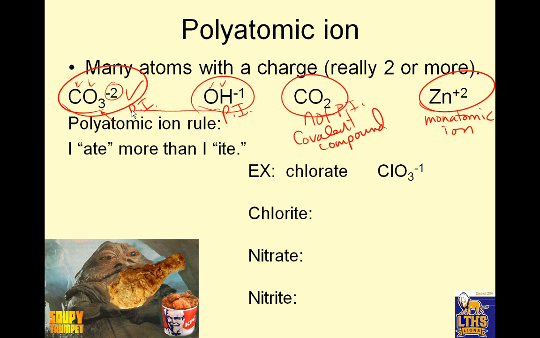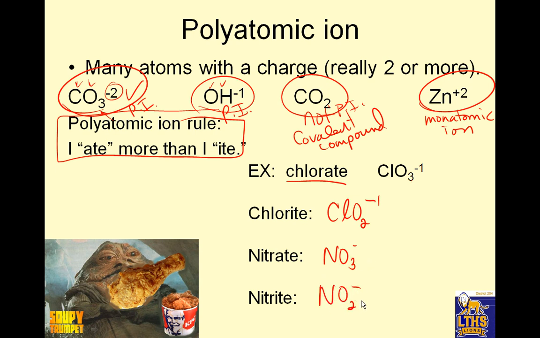All right, here's the rule for polyatomic ions. I ate more than I ate. What does that mean? Look, it's chlorate. ClO3 -, memorize it. So then what's chlorite? Well, ite has one less oxygen. So it's ClO2 - for chlorite, one less oxygen, ate has an extra oxygen for the ate. Nitrate, memorize it, NO3 -. Right? Nitrite has to be NO2 - because one oxygen less.